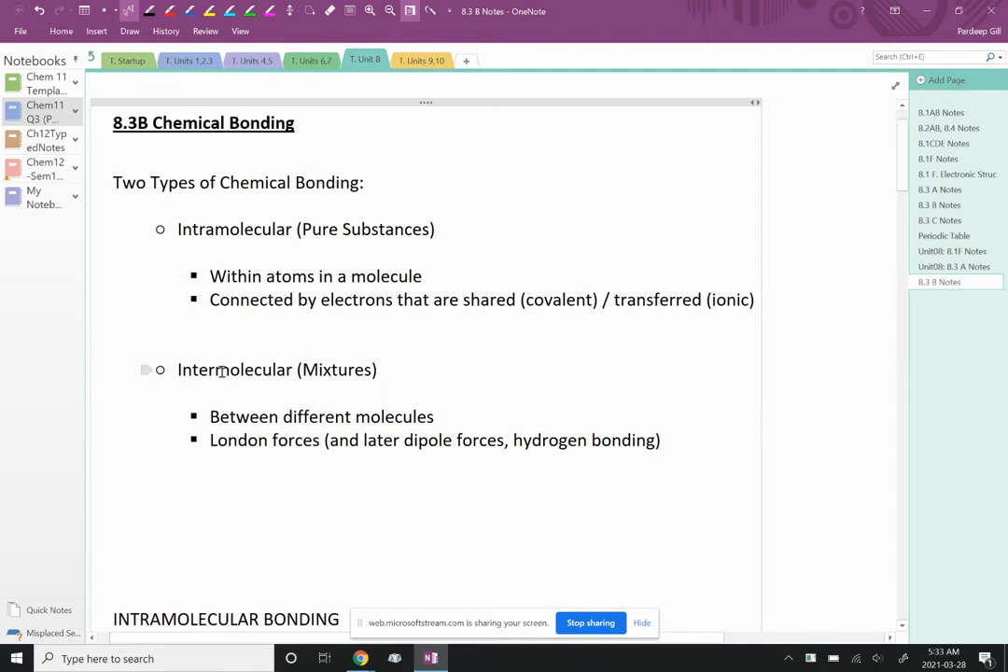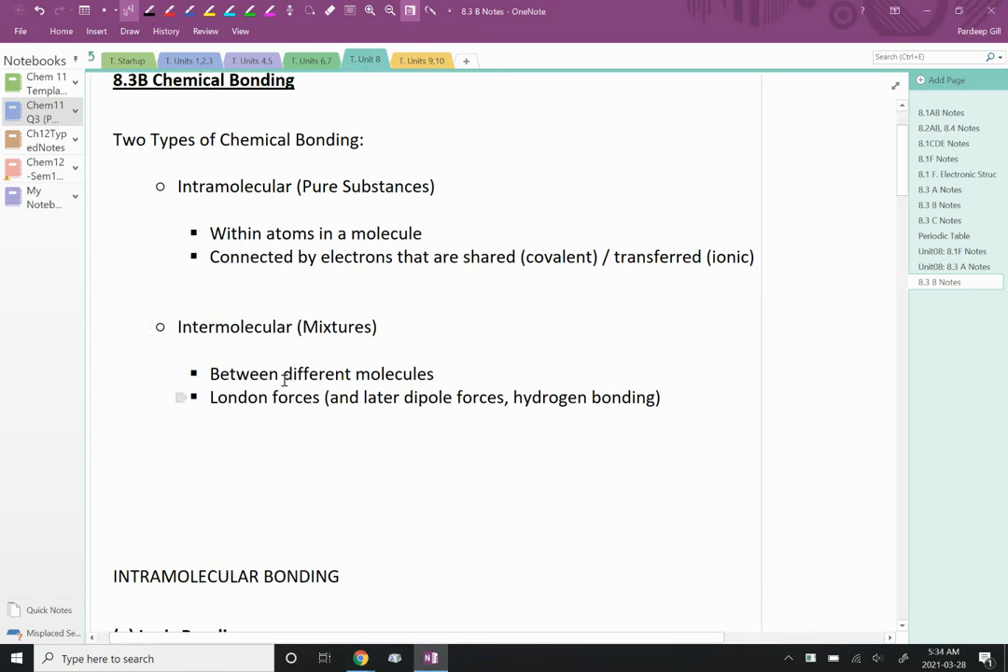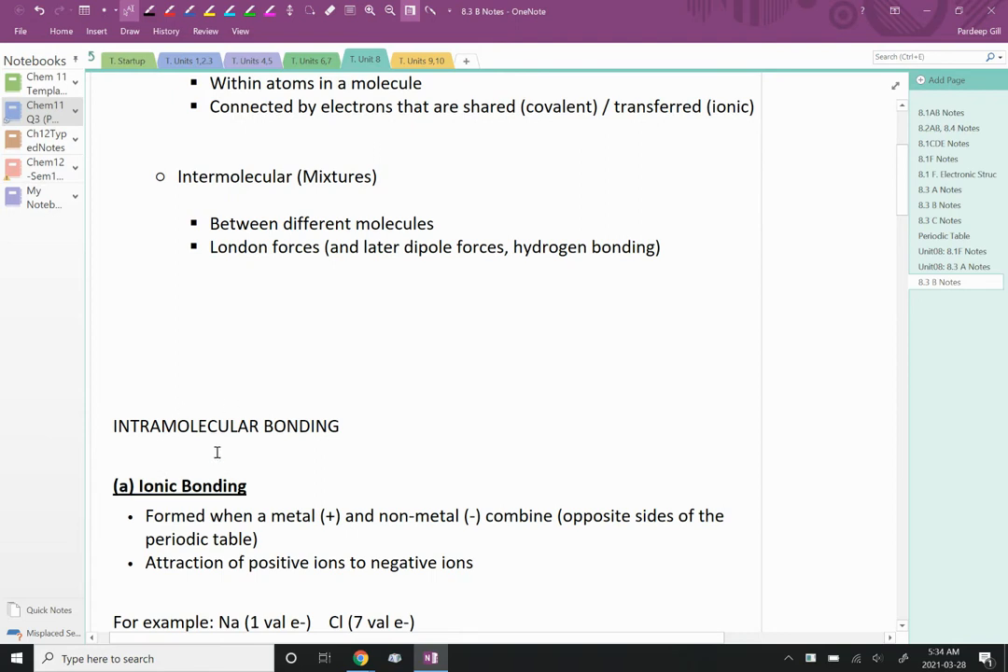The next type of bonding is intermolecular, usually found in mixtures or when you have two or more molecules sitting side by side. And this is between different molecules. These are called London forces, and we're going to talk more about this in chapter 9, where we learn about dipole forces and hydrogen bonding. So let's look at the first type of bonding.